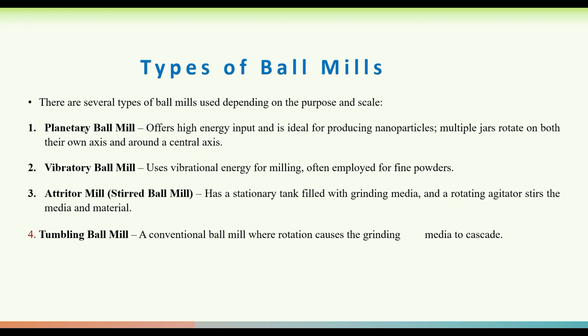Whereas the vibratory ball mill uses vibrational energy for milling, and it is often employed for fine powders. If we want to have a fine powder, we have to go with the vibratory ball mill. Then the attritor mill, that is also known as a stirred ball mill. It has a stationary tank filled with grinding media and a rotating agitator which stirs the media and material. And the fourth one is a tumbling ball mill. It's a conventional ball mill where rotation causes the grinding media to cascade.